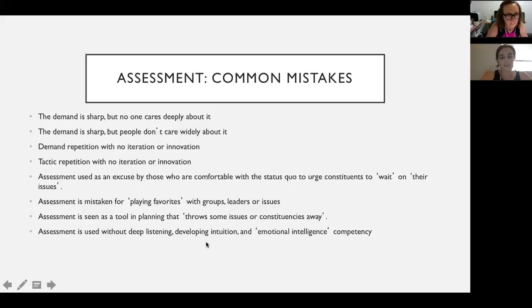Assessment is used without deep listening, developing intuition, and emotional intelligence competency. Now, we know emotional intelligence is a contested term, but I'm using it here for lack of a better sense. If you don't have the depth of relationship to actually know how other leaders are doing and how the organizations are functioning, if you're not in enough just show up relationship, it's really easy to do a very dry meta assessment. You're using media to help you assess, you're using polling to help you assess, you're using what you're reading on websites of other groups, but you're not actually feeling the pulse of what's happening, because most of this work is about relationships.